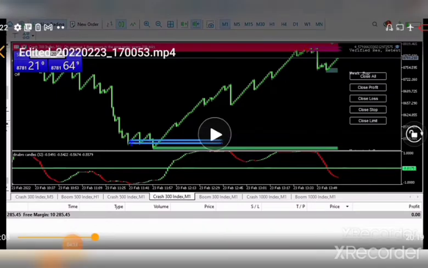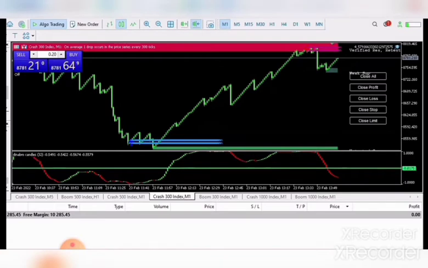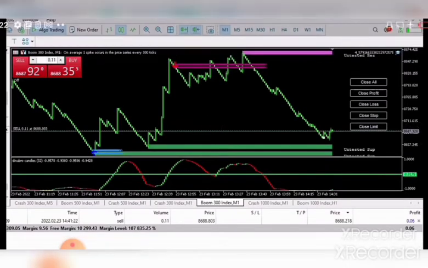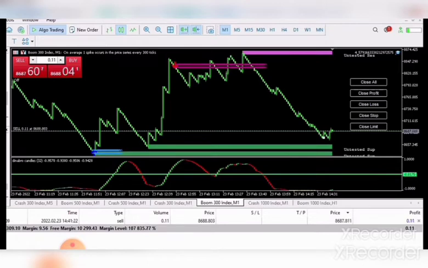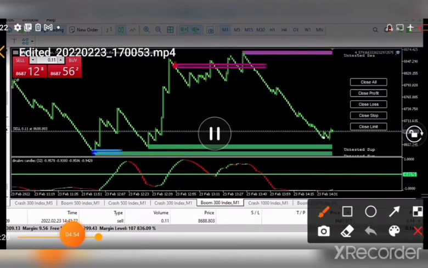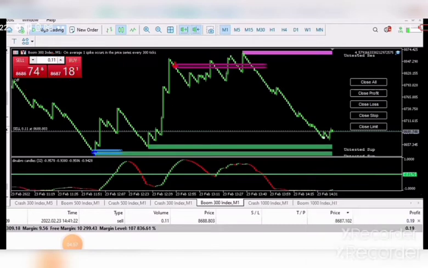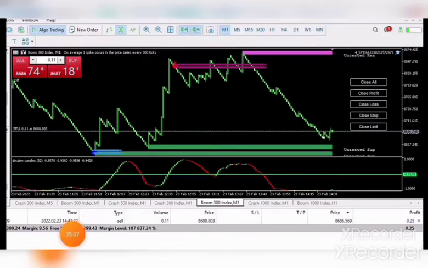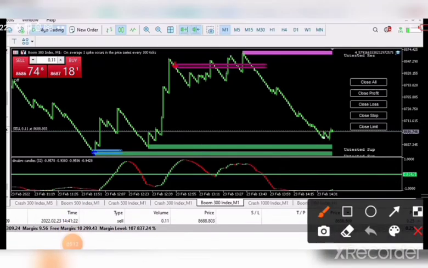On Boom 300, the minimum lot size is 0.10. But there's a way you can actually reduce that to the lowest of it all, which is 0.01. If you want to enter the market, instead of 0.10, as you can see here, you make it 0.11. You see, when I make it 0.11, the volume we have here is 0.11, right? Okay, now let's continue.